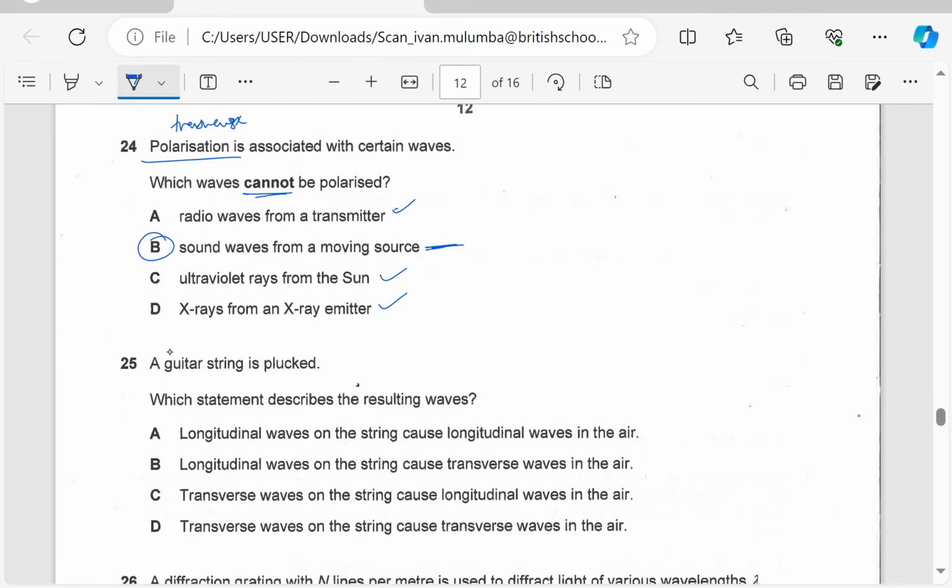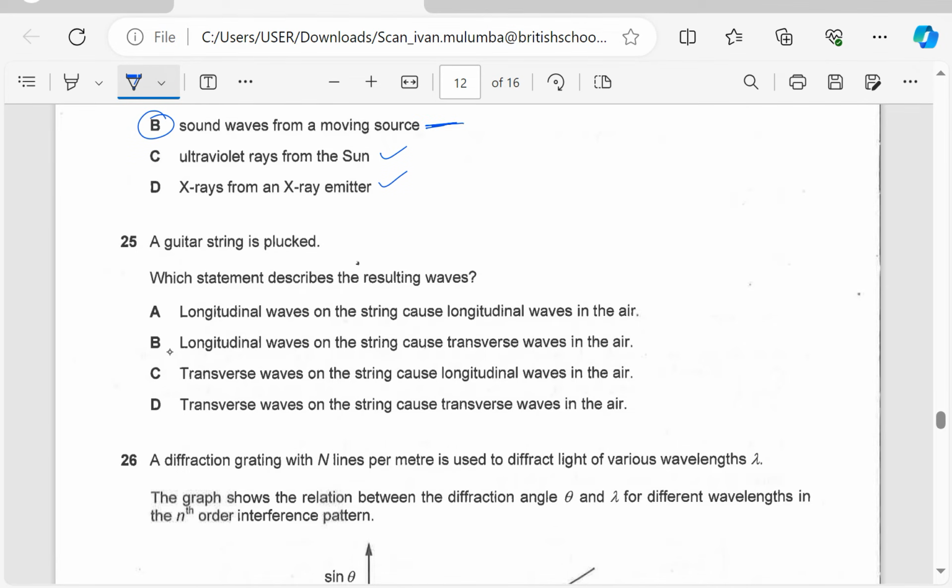A guitar string is plucked. Which statement describes the resulting wave? When we pluck a guitar string, if this is the string, it will move like this. So it vibrates like that. But when we hear the sound, it is longitudinal. The vibrations are transverse, but they are causing the surrounding air molecules to produce sound, which is longitudinal.